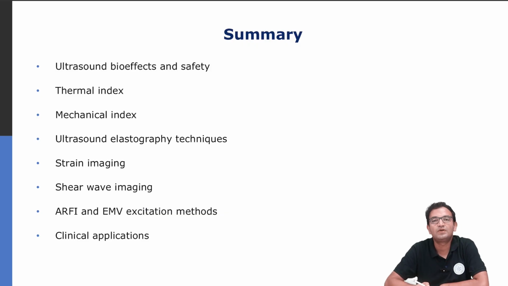So, let us summarize what we discussed in this recap lecture. We discussed ultrasound bioeffects and safety, particularly the thermal index as well as the mechanical index. We discussed the different ultrasound elastography techniques, quasi-static techniques such as strain imaging, which give you information about the mechanical properties, but is also affected by artifacts because of the assumptions. We discussed shear wave imaging, wherein you get information such as shear wave speeds or shear modulus of tissue, and it helps you generate good elastic contrast between soft tissues.